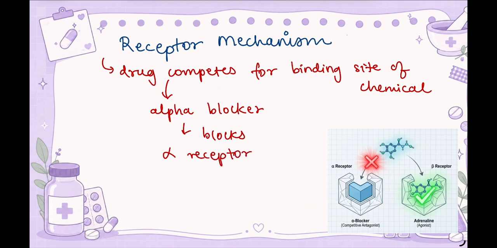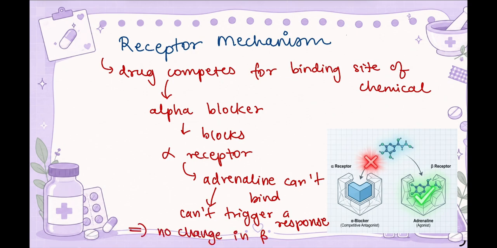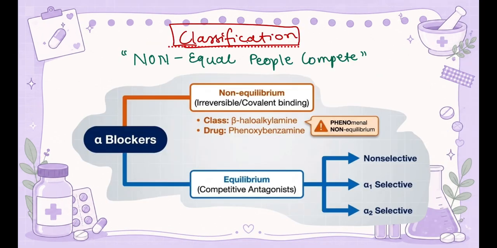An alpha blocker acts as a highly effective shield. It sits perfectly inside the alpha receptor. Because this blocking drug is present, the natural agonist is locked out entirely. Adrenaline simply cannot bind. Therefore, it cannot trigger its usual physiological response. However, the beta receptor remains entirely untouched. Adrenaline can still bind to the beta receptor without any issue whatsoever. This specific action helps us classify these drugs.